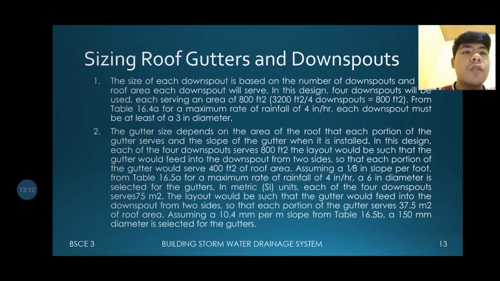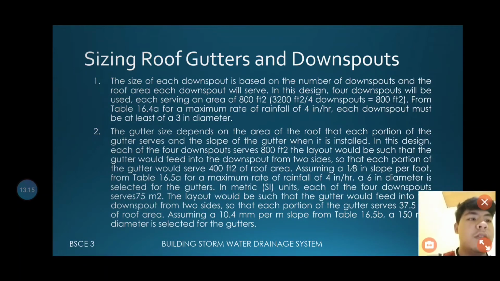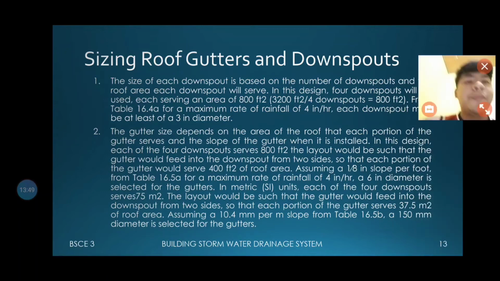So sizing roof gutters and downspouts. The size of each downspout is based on the number of downspouts and the roof area each downspout will serve. In this design, 4 downspouts will be used, each serving an area of 800 feet squared, or 3,200 feet squared over 4 downspouts equals 800 feet squared. From table 16.4a, for a maximum rate of rainfall of 4 inches per hour, each downspout must be at least 3 inches in diameter.